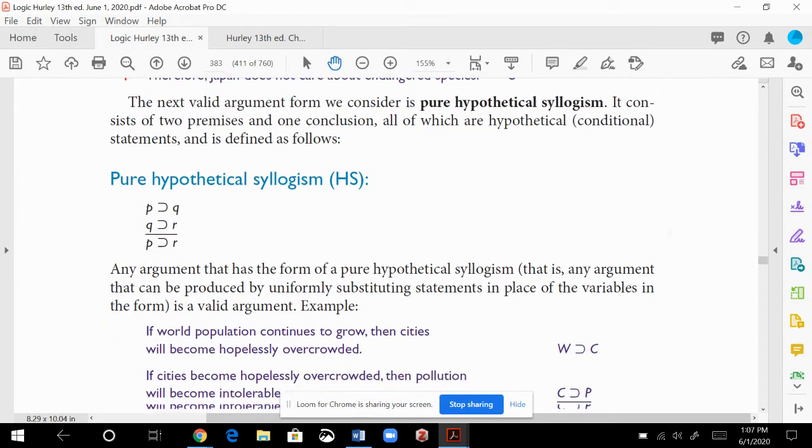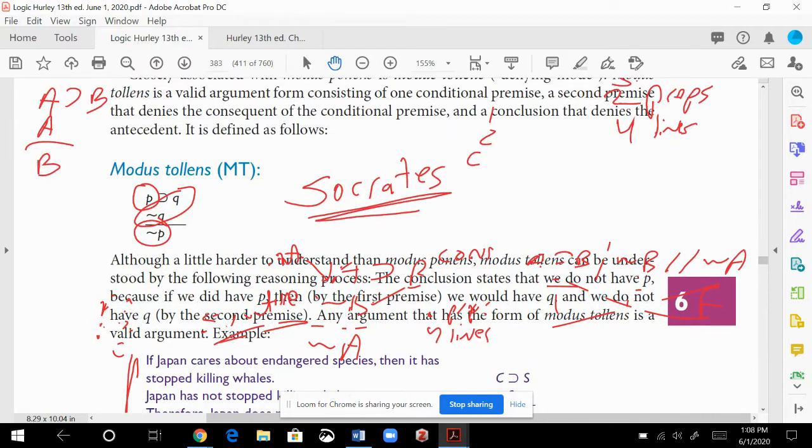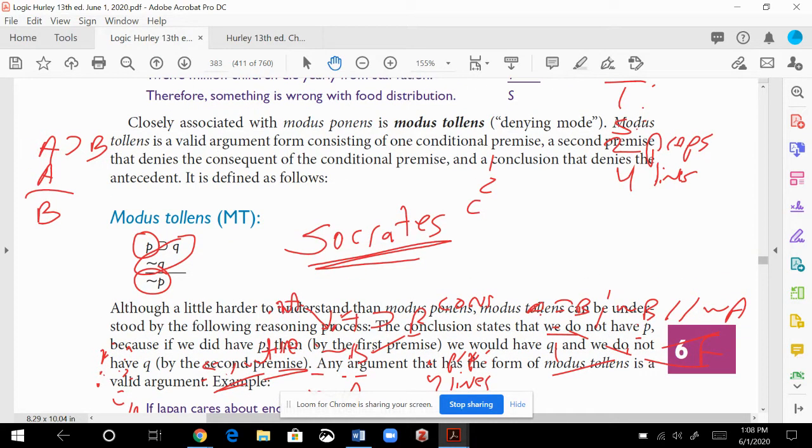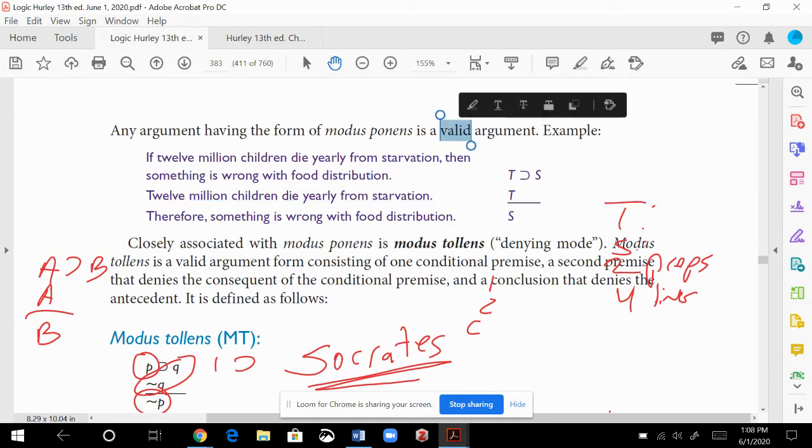Pure hypothetical syllogism. So this one's easy because premise 1, premise 2, and conclusion, you'll have three conditionals. Each one of these has this symbol. So again, this is about pattern recognition, your homework. Modus tollens has how many conditionals? One conditional.